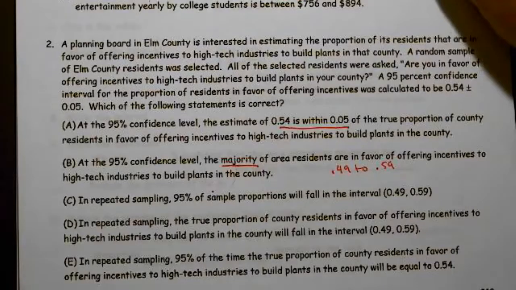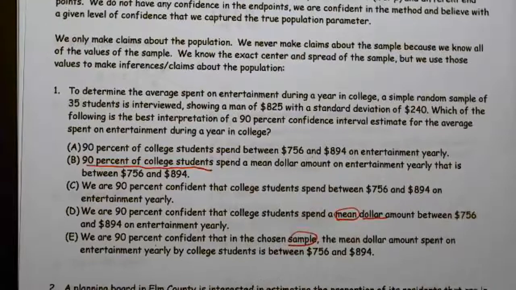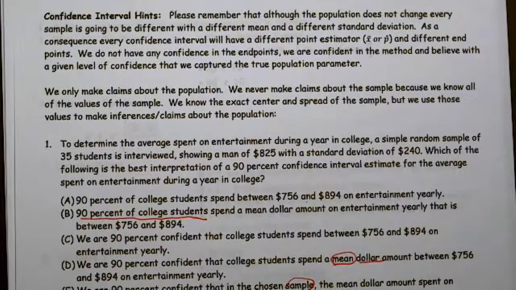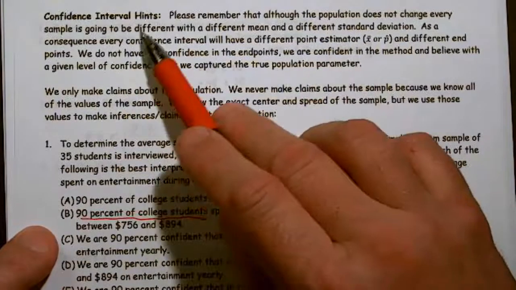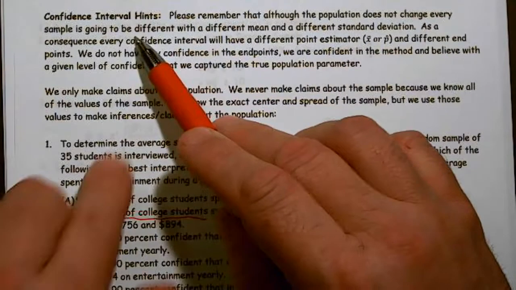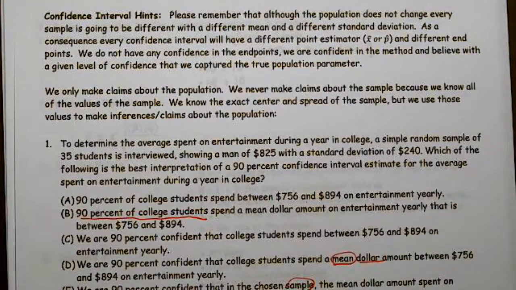All right, so we're going to look at a couple of multiple choice type questions. Please remember, as a concept, that although the population does not change, every sample is different, which means there's sample variation every time we take one. And we'll have a different mean or a different standard deviation or a different sample proportion for every single one of them. And our standard errors will vary because of sampling error, not because we did anything wrong.